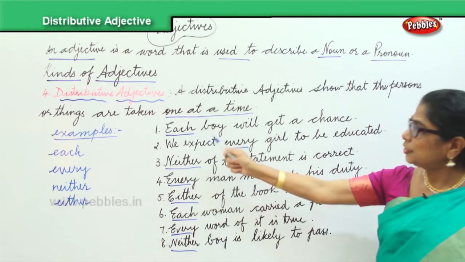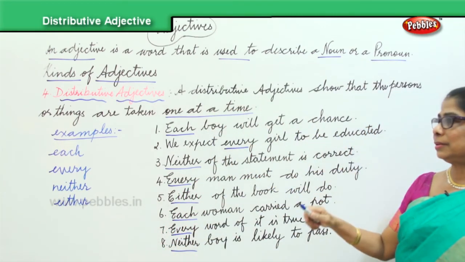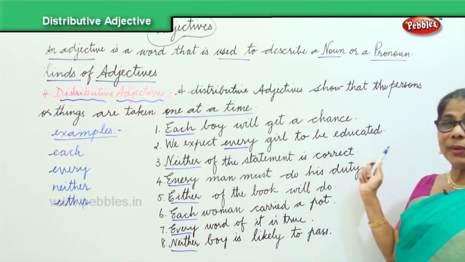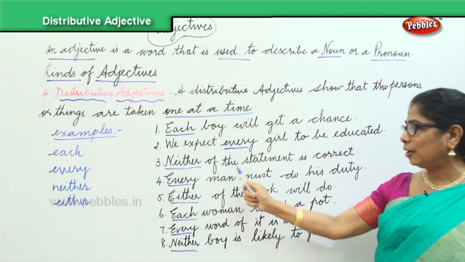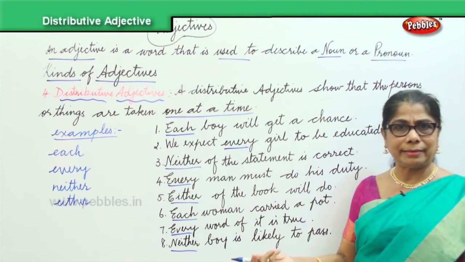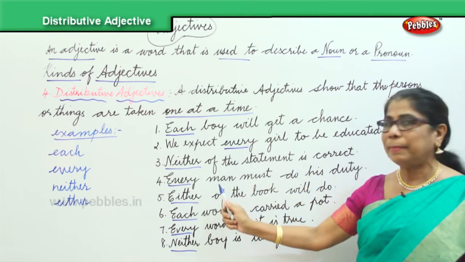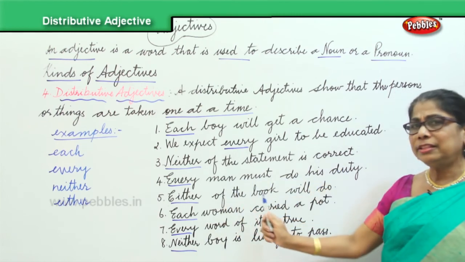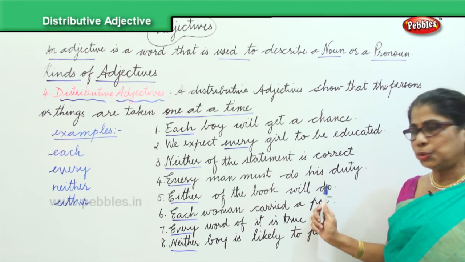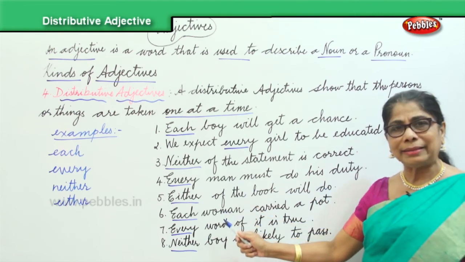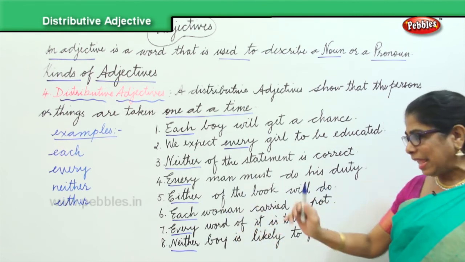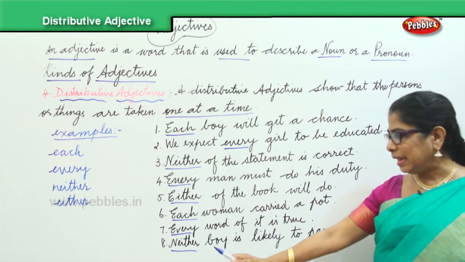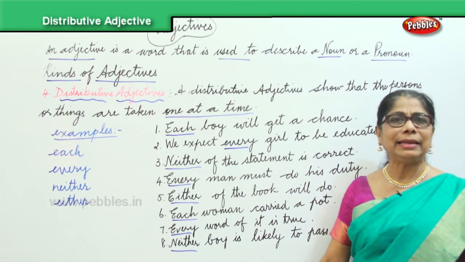Now, each boy will get a chance. We expect every girl to be educated. Neither of the statements is correct. Every man must do his duty. Either of the books will do. Each woman carried a pot. Every word of it is true. Neither boy is likely to pass.